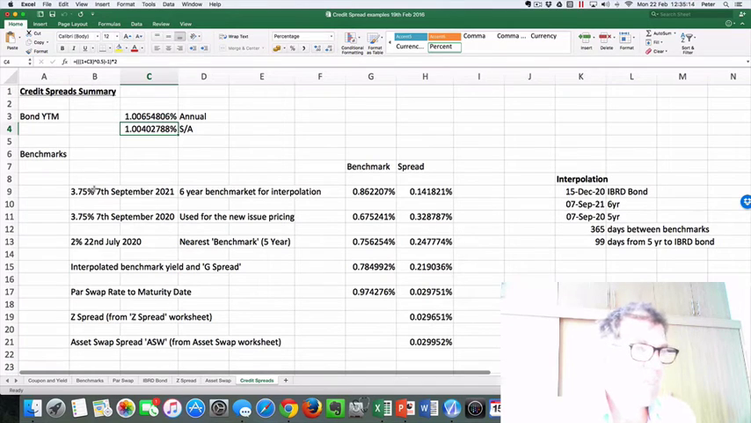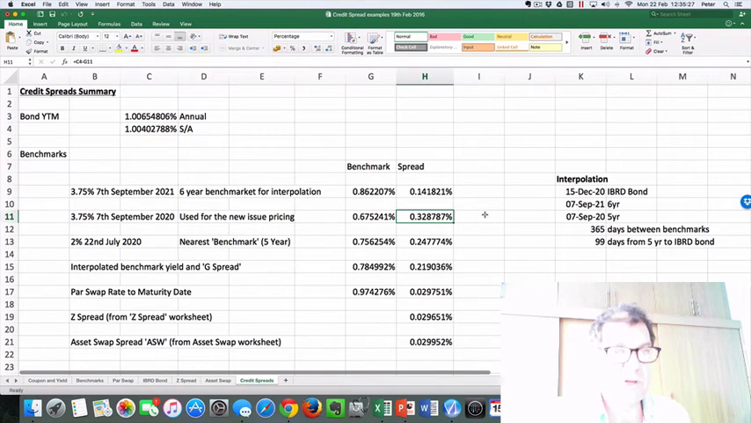Now, if we, for example, pull this bond up on Bloomberg, it will default to using a spread compared to the bond that was used for new issue pricing, which is not currently actually a benchmark. And that would show 32 basis points. Now, that is not a benchmark, and therefore you could say it's a little misleading, and I'll show you how misleading in just a moment.